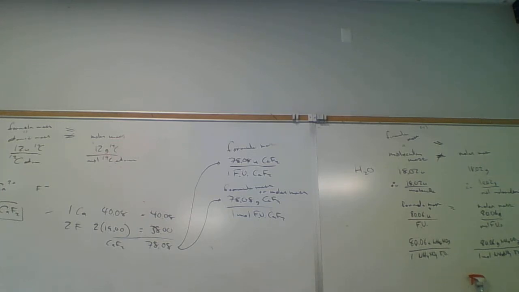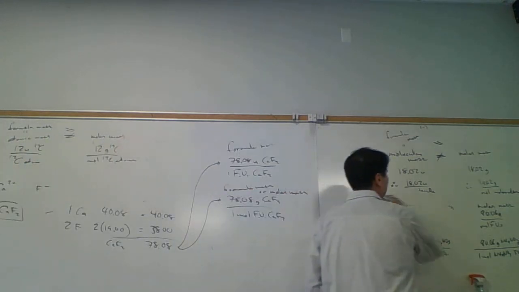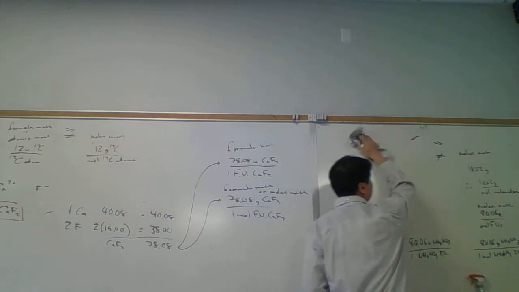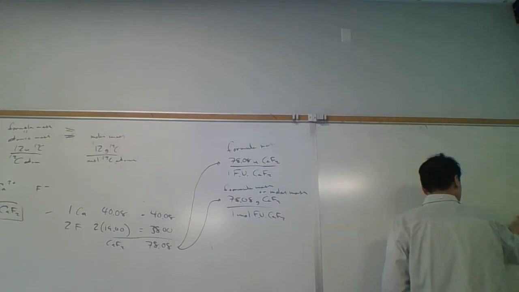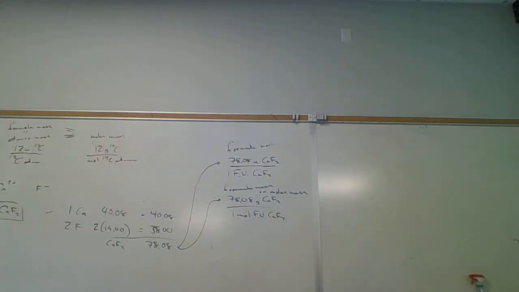They were going for the molar mass. So they had 1 calcium at 40.08, 2 fluorines at 19.00, and they get 78.08 grams per mole. And so this is the typical units of it. Molar masses are usually in grams per mole. Formula masses or molecular masses are usually U per molecule, U per unit.